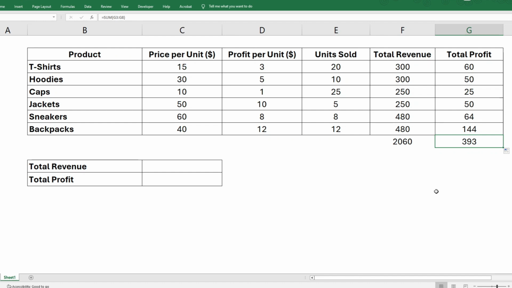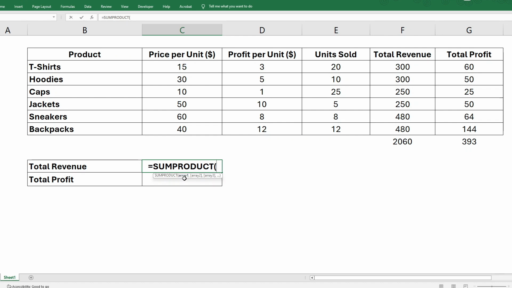Now, if I told you all this could be done using a single formula in a single cell, that is how the SUMPRODUCT formula works. So for the total revenue, we need to identify the two columns that we are using. Here we are using price per unit and units sold. So we will say equal to SUMPRODUCT. As you can see, SUMPRODUCT.